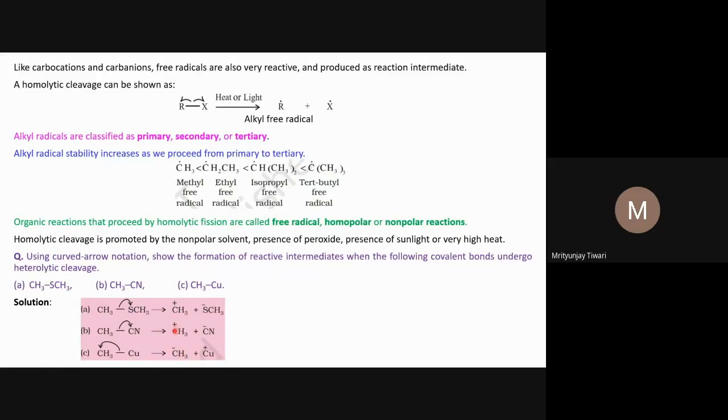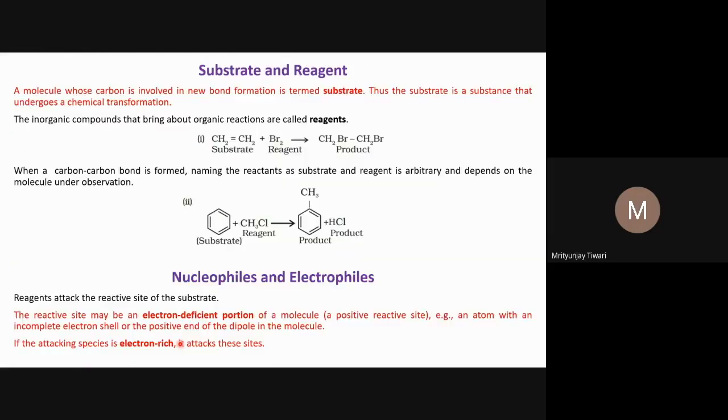And we know this is a trigonal planar structure, this is a pyramidal structure, this carbon is sp2 hybridized, this carbon is sp3 hybridized, and so on. Many other properties we know. Let us now again see the terms substrate and reagent in more detail with certain examples.